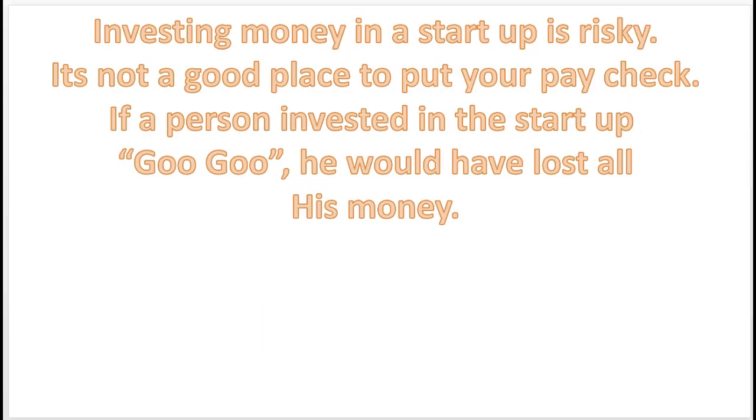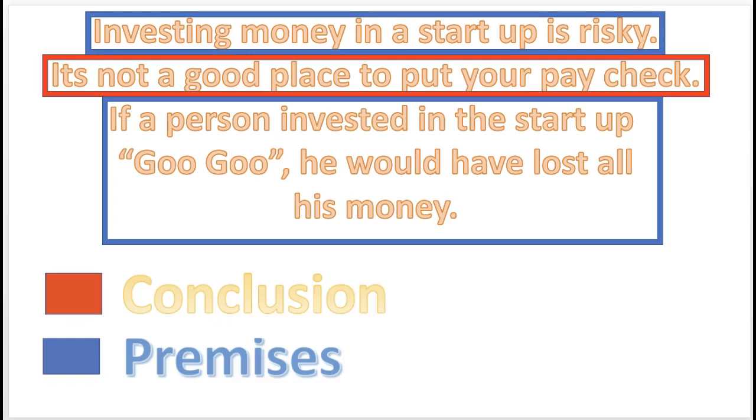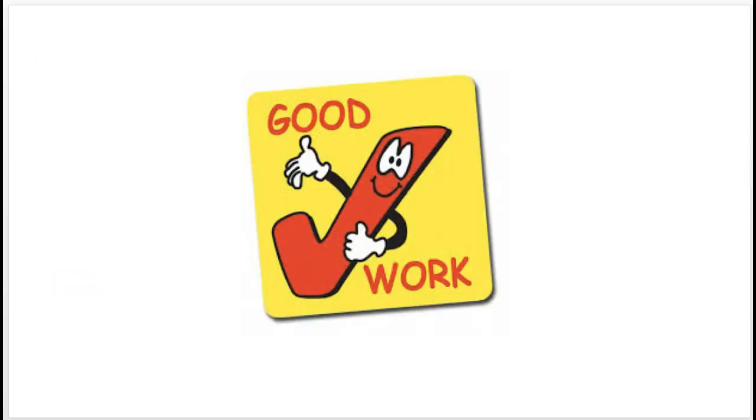Here is another practice problem. Listen to this argument. Investing money in a startup is risky. It's not a good place to put your paycheck. If a person invested in the startup Goo, he would have lost all his money. Identify the premise and the conclusion. And the answer is, that's correct, the conclusion in the red square and the premises in the blue squares. That's a great job at identifying those premises and conclusion.